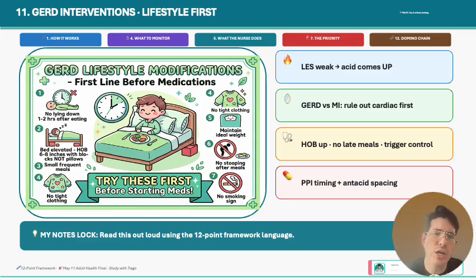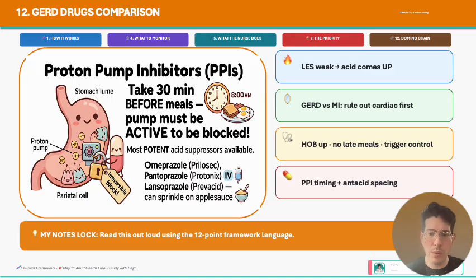Think of GERD teaching as pressure control. Less pressure in the stomach, less acid pushed through the weak door. Copy? Okay. PPIs like omeprazole or pantoprazole reduce acid production at the proton pump.